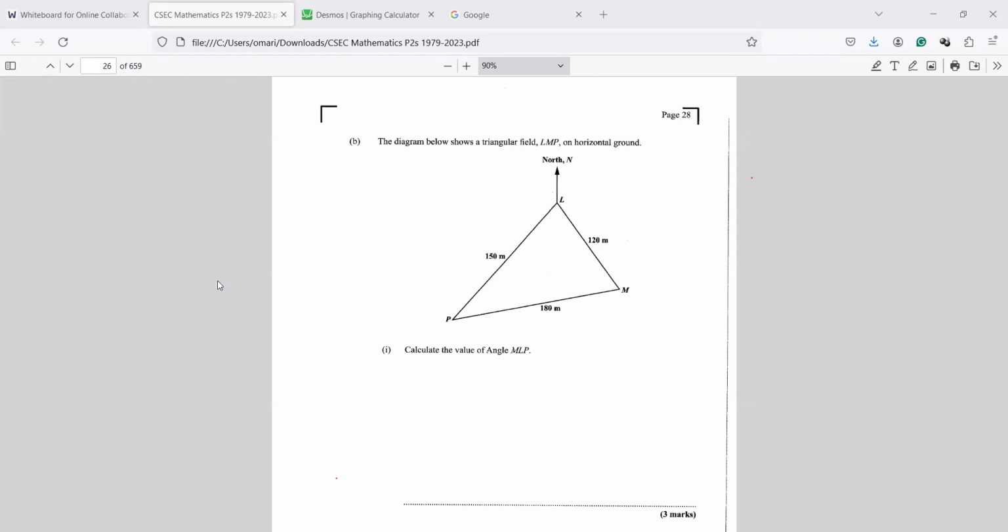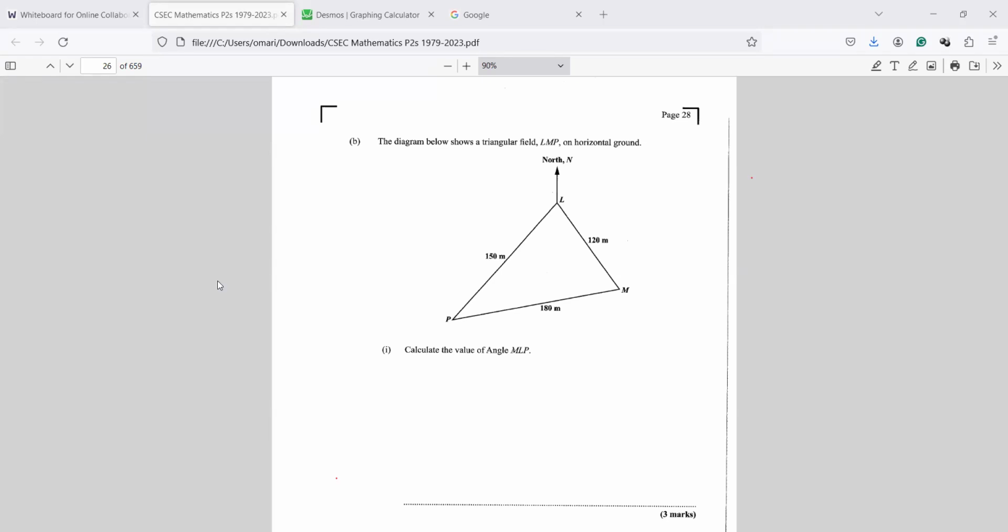So for this question, we're going to tackle it by looking to see which formulas we'll need for each, and then we'll solve based on that. The question says the diagram below shows a triangular field LMP on horizontal ground. So LMP, we know those are the 3 points of the triangle. Anything else outside of that most likely wouldn't be what we're going to introduce.